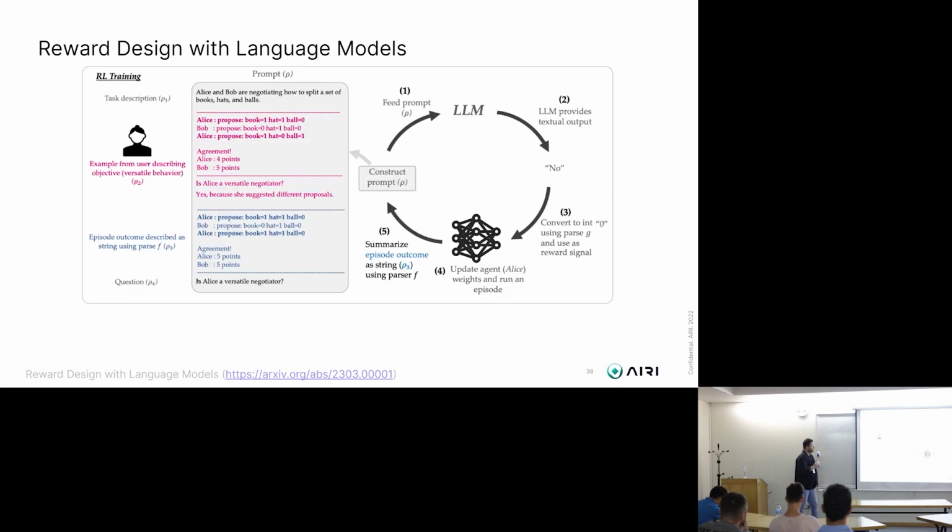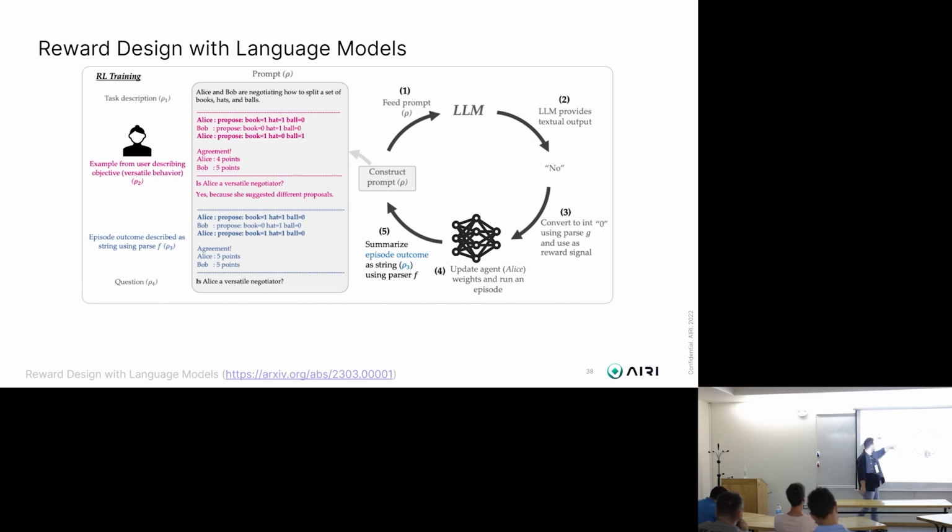They tested on a very simple environment, a kind of textual game called Deal or Not Deal. The idea here is that there are 2 agents, Alice and Bob. Alice and Bob have to split items among them. They have their own preferences for some items over others.